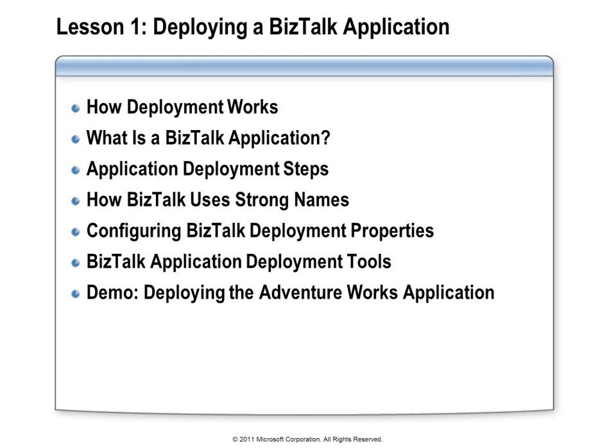We need to talk about this idea of strong names that will be applied to our assemblies. And then I'll show you how to configure the deployment properties for your BizTalk solution in Visual Studio. Visual Studio is just one of the tools available to you to assist with deployment. So we'll spend a couple of minutes talking about the other tools that are available to you as well. And then finally, at the end of this lesson, I'll walk through a demo so that you can see how to apply these configuration settings to your BizTalk solution and then deploy it.